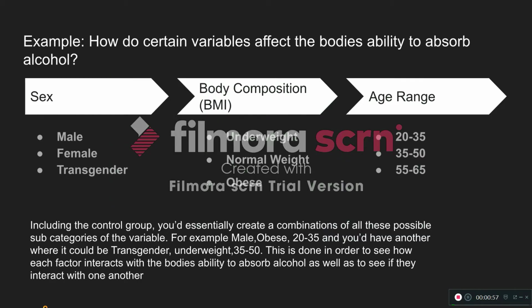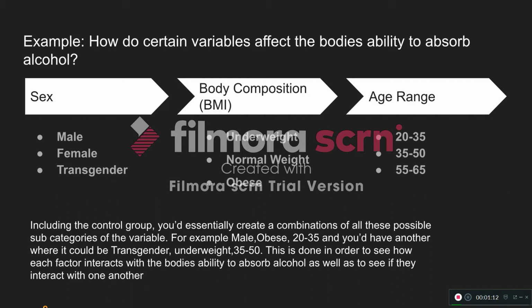Now, for some examples, essentially think of the three-way ANOVA as just a two-way ANOVA with one more independent variable being compared. Take, for example, you're trying to find how a combination of three independent factors, including age, sex, and body composition, affect how quickly the body absorbs alcohol.